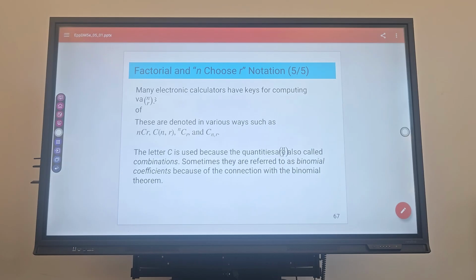It is so common that many electronic calculators have keys for computing these values. Those are typically labeled in one of these ways here. The letter C is used because the quantities are also called combinations. Sometimes they are referred to as binomial coefficients as well, because of the connection with the binomial theorem.